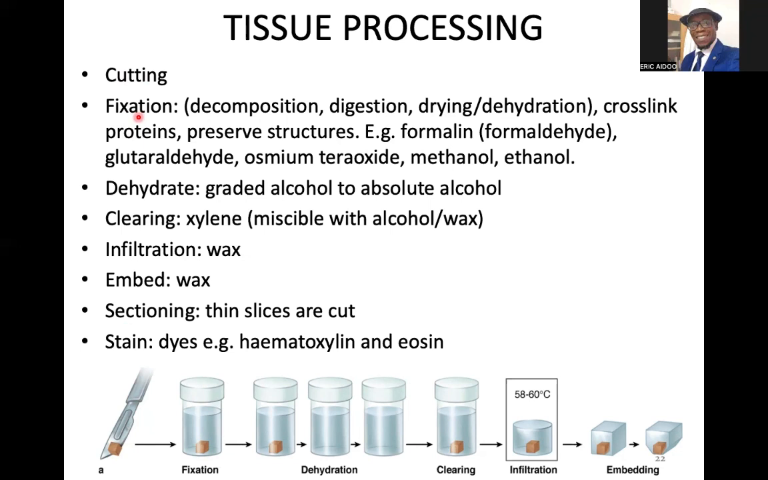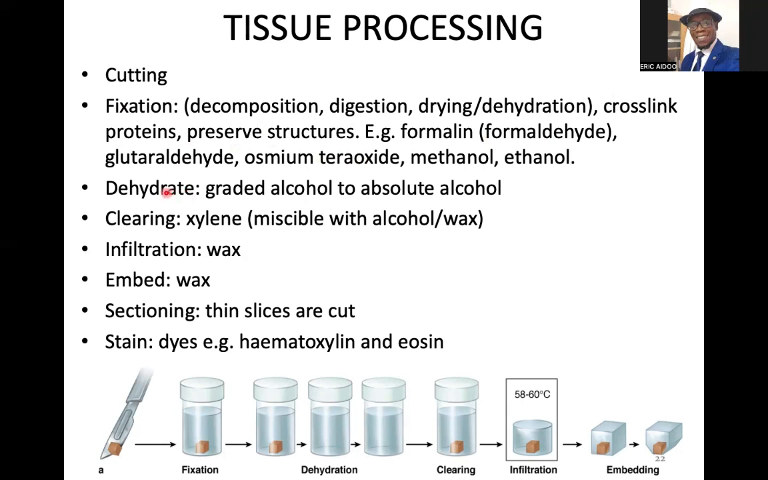The importance of fixation is to achieve the 3 Ds, that is decomposition, digestion, and drying or dehydration. The importance of this fixation to achieve these 3 Ds is by cross-linking proteins, and by way of that, it's going to preserve the structures. Examples of some of the fixatives are formaldehyde, glutaraldehyde, osmium tetraoxide, methanol, ethanol, etc.